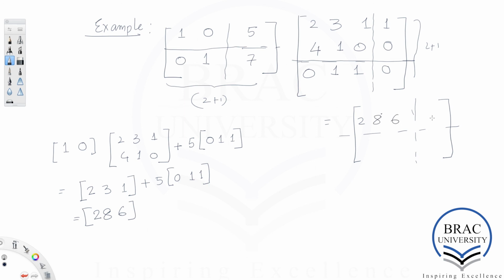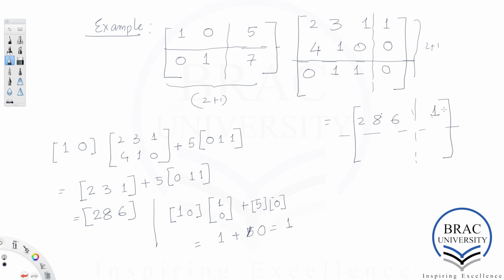Okay, for this block we are going to have 1 0 getting multiplied with 1 0, and 5 gets multiplied with 0. So that we have 1 here, and we have 0. We have simply 1.